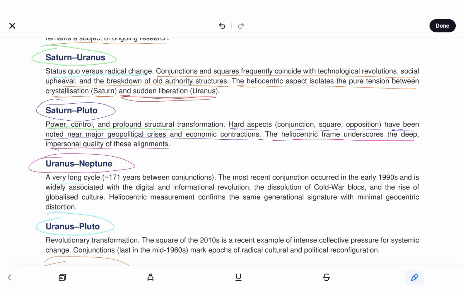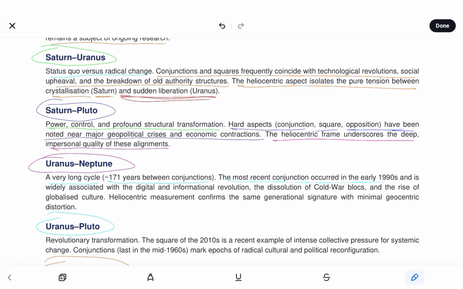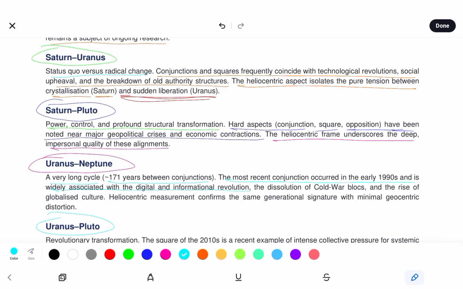Uranus, Neptune is a very long cycle, 171 years between conjunctions. The most recent conjunction occurred in the early 1990s and is widely associated with the digital and informational revolution, the dissolution of Cold War blocs, and the rise of globalized culture. We see heliocentric measurement confirms the same generational signature with minimal geocentric distortion.